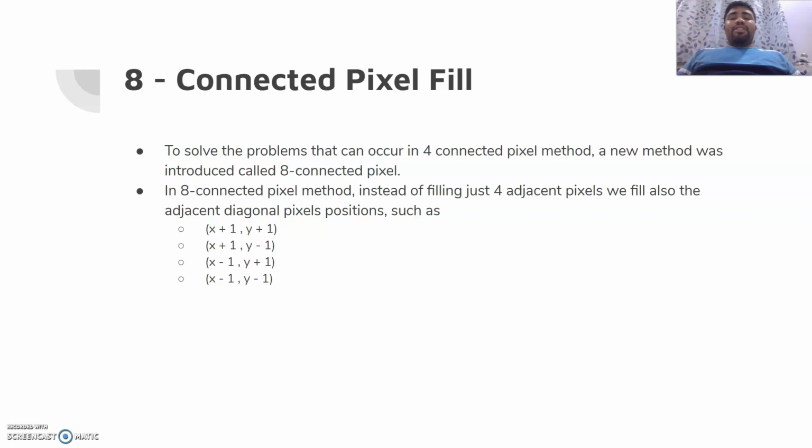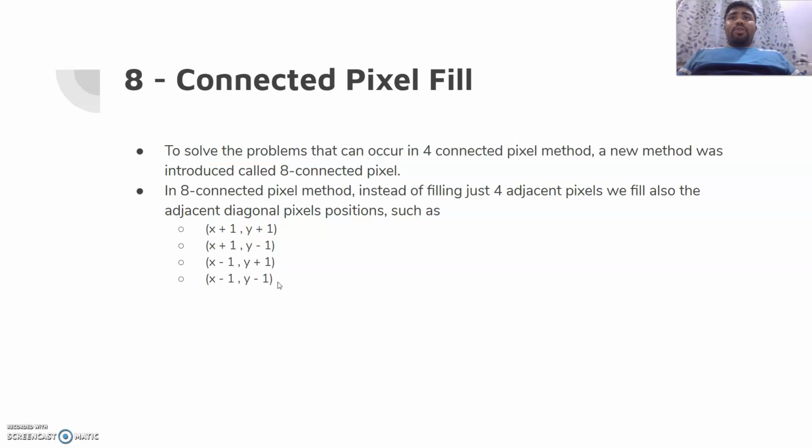So what are the diagonal pixels? It is the top right, then the bottom right, then the top left, and then the bottom left. You can see we can access that with the help of x plus 1 comma y plus 1, x plus 1 comma y minus 1, x minus 1 comma y plus 1, and x minus 1 comma y minus 1, right?